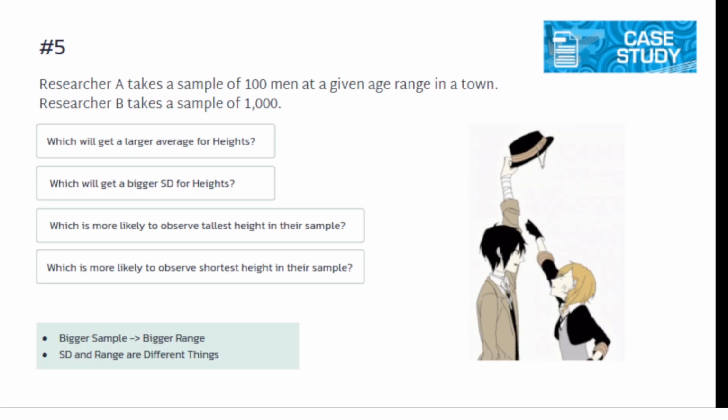Next question is, which is more likely to observe the tallest height in your sample? The bigger the sample is, if you imagine you have 1,000 for researcher B, the bigger the range is, right? So when your range is bigger, then it's more likely to see the tallest or the biggest numbers or smallest number, because you have a chance of having a bigger range. Again, remember the standard deviation and the range measure different things.